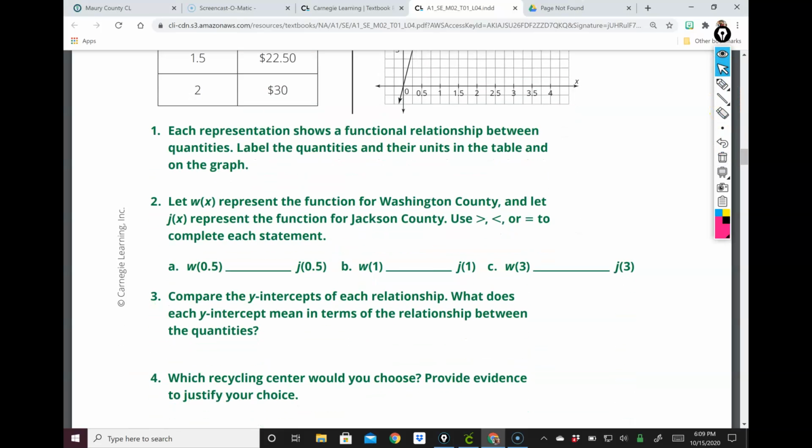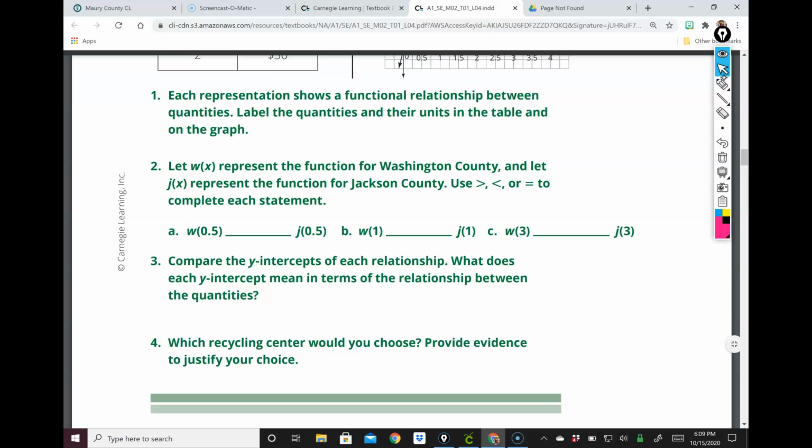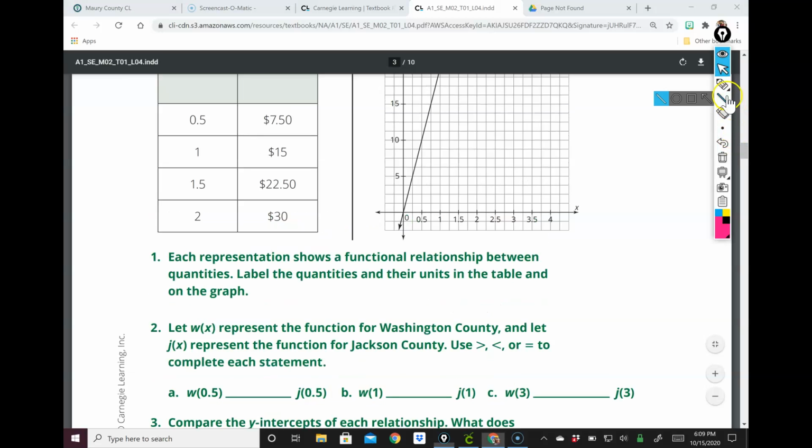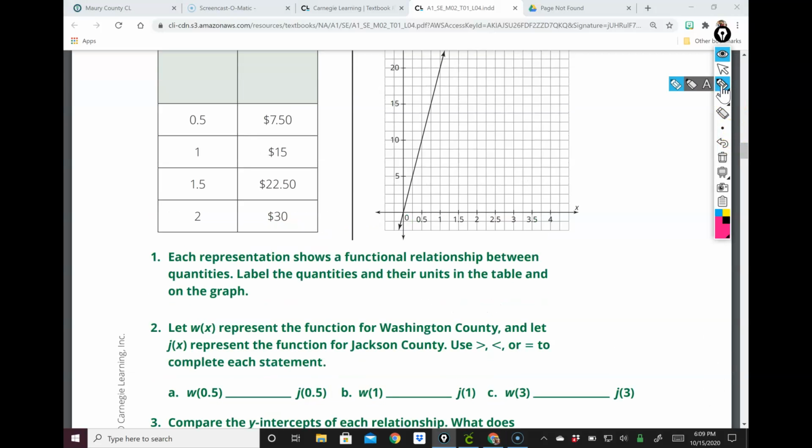Number 3, compare the y-intercepts of each relationship. What does each y-intercept mean in terms of the relationship between the quantities? So let's look at the y-intercept. The y-intercept is where x is 0. So when I have 0 here, my y-intercept, let's see, I figured out that 15 was my slope. So y equals 15x plus b.